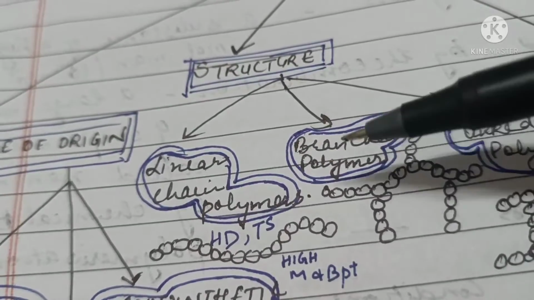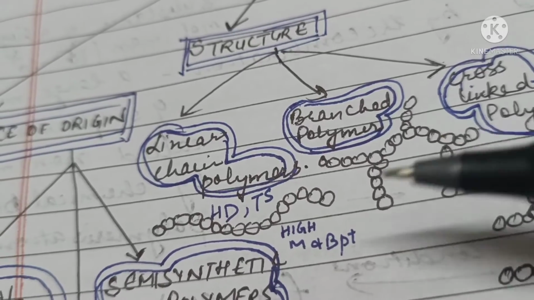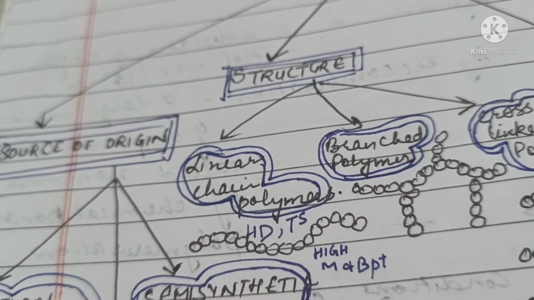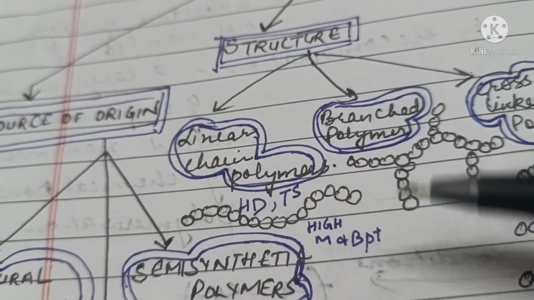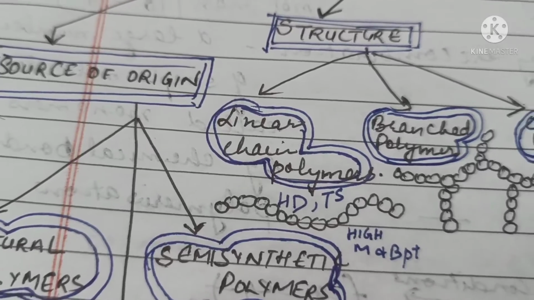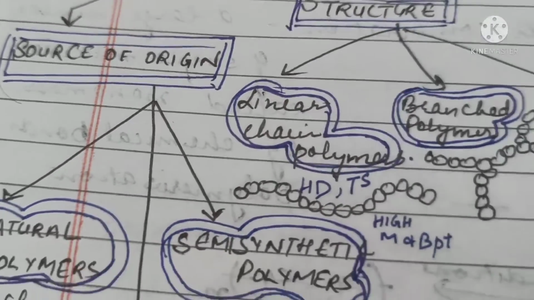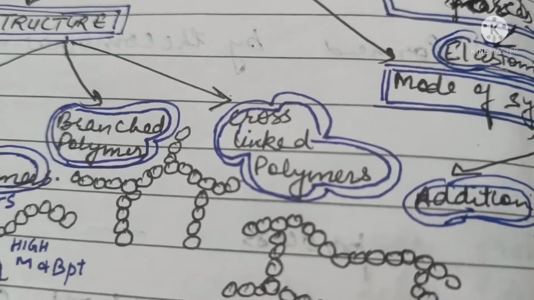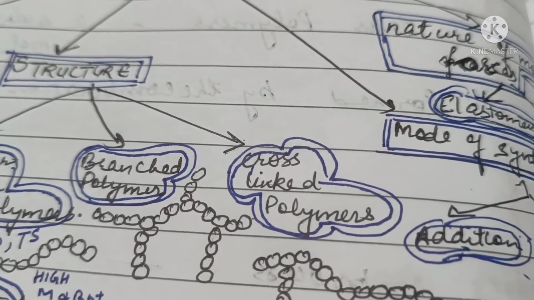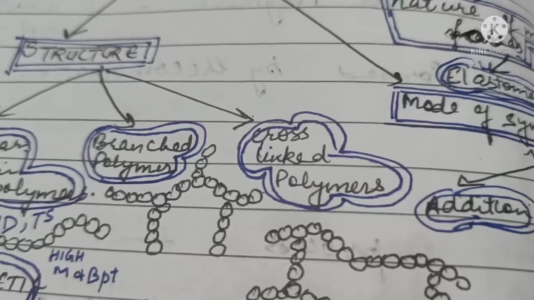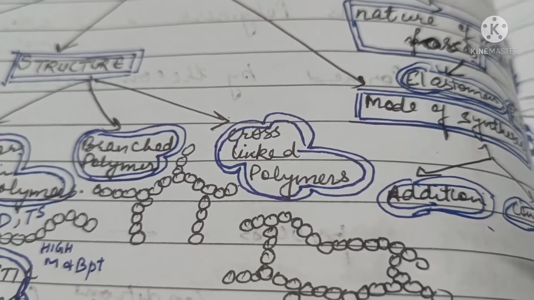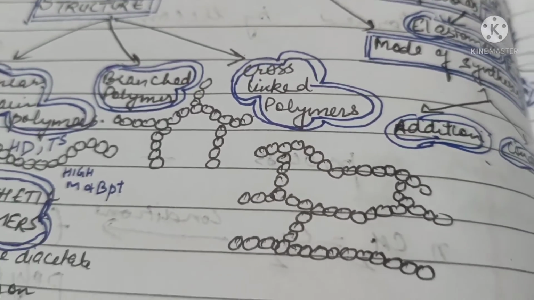The second category is when they have branches also. Because of the branches, they cannot be fitted closely together. So they have low density, low melting and boiling points, and low tensile strength. So these are called branched polymers. Examples are amylopectin, starch, glycogen, etc. Then third category is cross-linked polymers. These are also called network polymers. The monomeric units are linked together to form three-dimensional networks. They are expected to be quite hard, rigid and brittle. Example, bakelite, glyptal, melamine formaldehydes are cross-linked polymers.